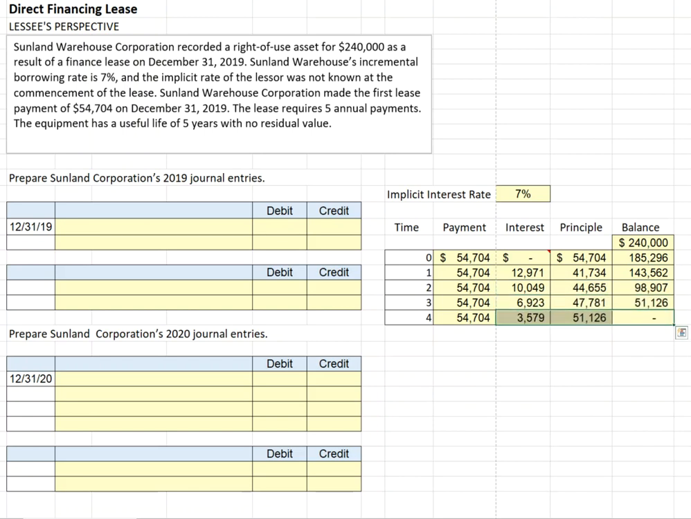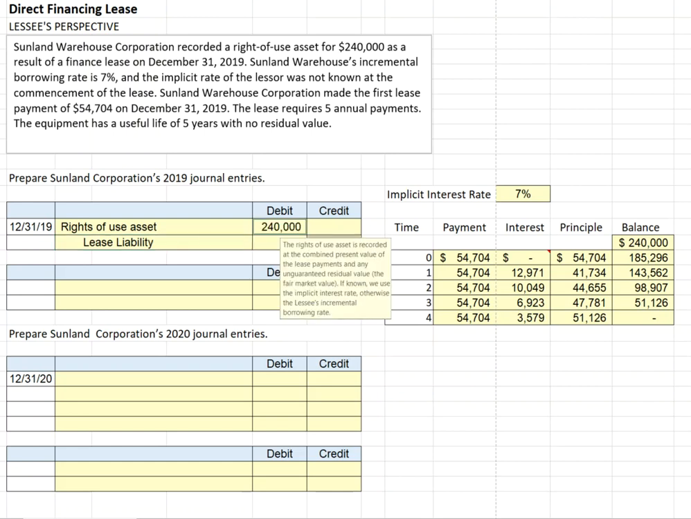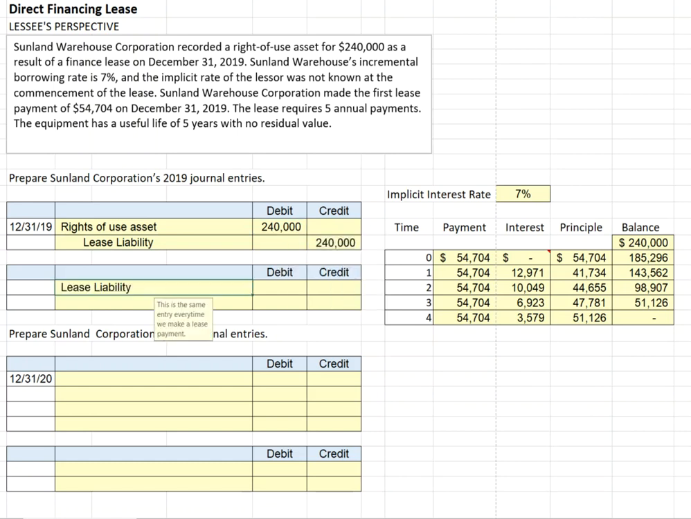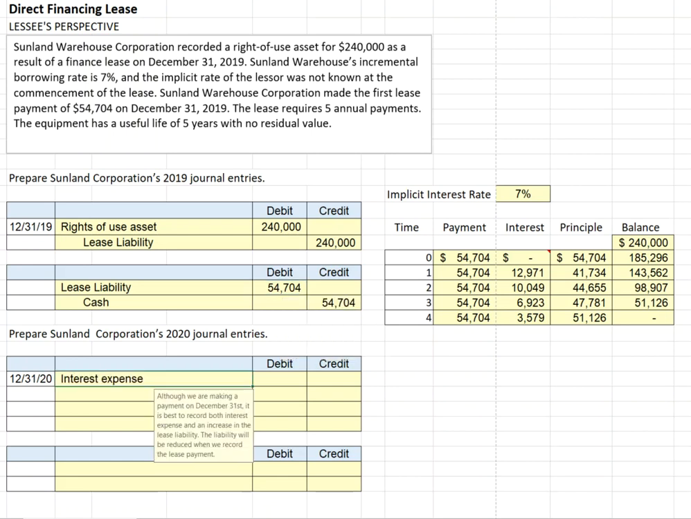Again, at the signing of the lease, Sunland will record a right-of-use asset as well as a lease liability equal to the present value of all those future lease payments, which was determined to be $240,000. It was also making a payment at time 0 of $54,704, which reduces our lease liability. Let's go ahead now and take a look at Sunland's journal entries for 2020, the following year.